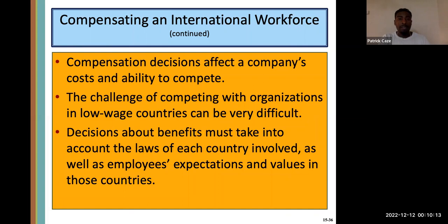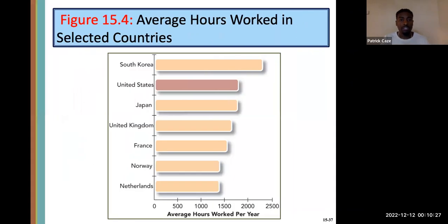Okay. Compensation decisions affect the company's costs and ability to compete. The challenge of competing with organizations in low wage countries can be very difficult. This is about benefits, taking into account the laws of each country involved, as well as employees' expectations and values in those countries. Right?